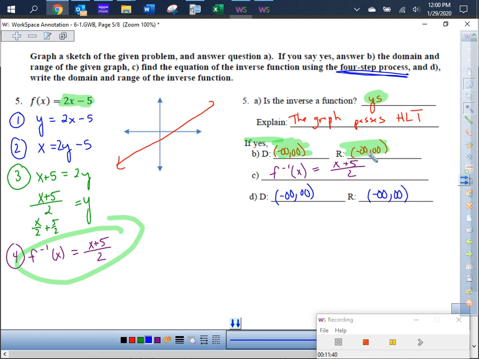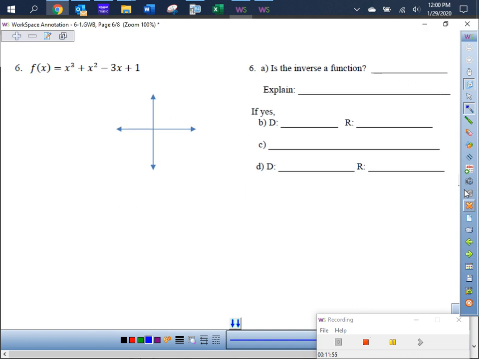As we go through the chapter, they will be different, so you just pull the old switcheroo. That's what an inverse is. You're just switching stuff around. So switch x and y around, switch domain and range around. Let's go to the next one.